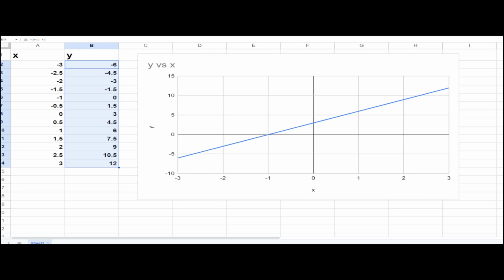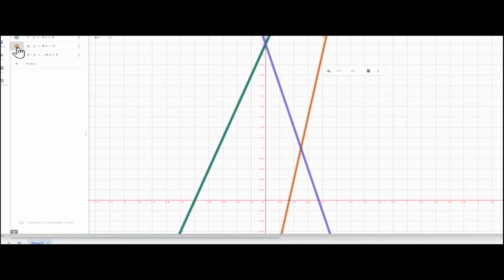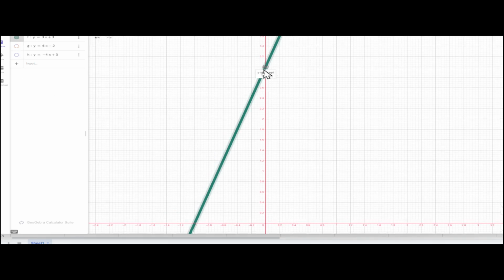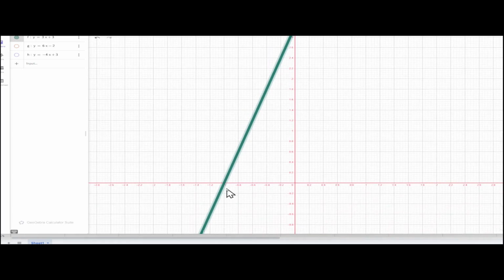And if we were to do it on GeoGebra, 3x plus 3, here's where it crosses at 0, 3, and where it crosses the x-axis, it crosses it at -1, 0, which is the x-intercept. Notice that y is already set to 0. -1, 0 when y equals 0. Okay.